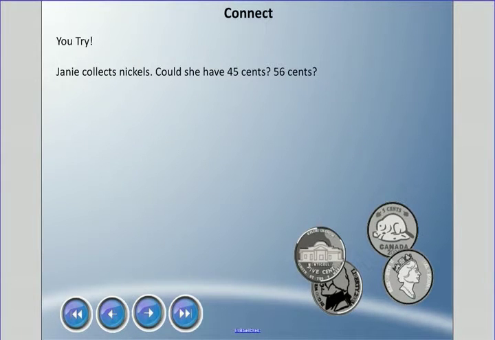You try another one here. Janie collects nickels. Could she have 45 cents? Could she have 56 cents? I'm going to get you to pause it here. Come back when you have an answer.